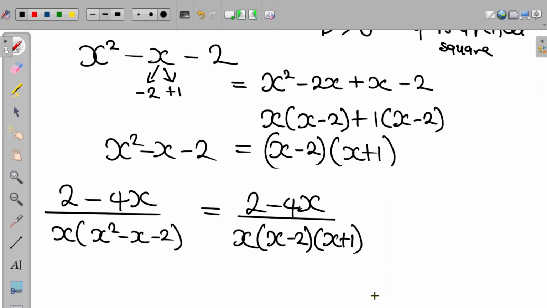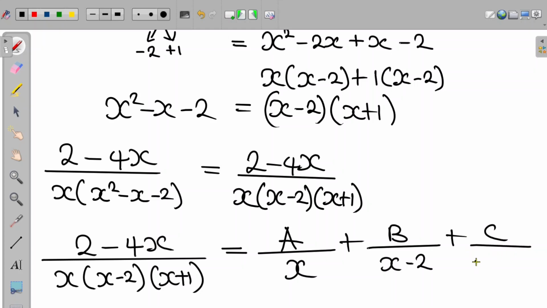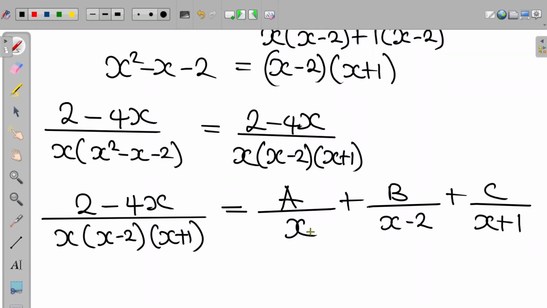So this can be resolved as A divided by x plus B divided by (x minus 2) plus C divided by (x plus 1). Now, if you don't know how I obtained the expression at the right-hand side, please check out my playlist where I treated the rules of resolving partial fractions. In that video, I gave guided steps on how to resolve compound fractions into partial fractions.